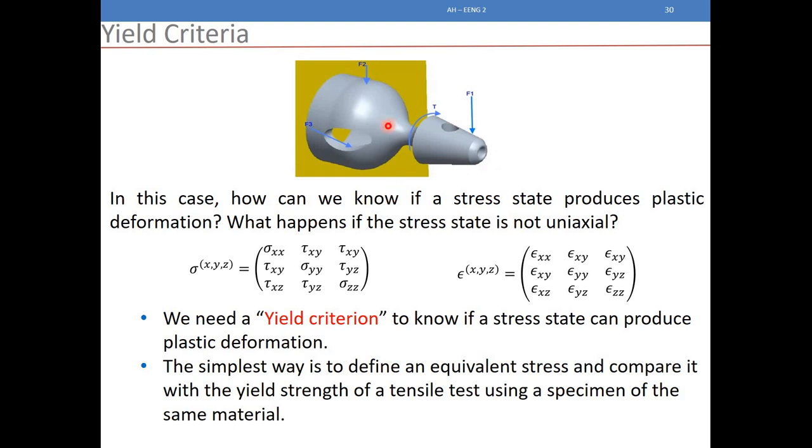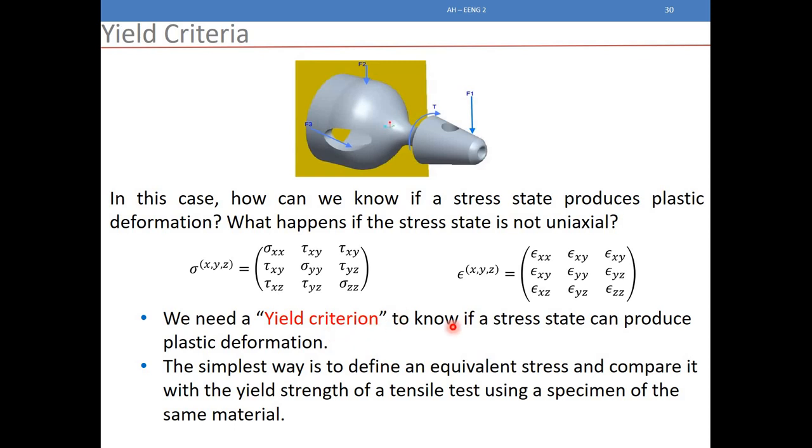So if I take any point in the design here, I will have a very complicated stress tensor. It will not be only sigma x with the others being 0. I will have a 3D state of stress or 3D state of strain. So how can I say that if sigma is less than the yield strength, I will not have plastic deformation? Because here I have 9 or 6 different components. Which one do I need to choose? I don't know.